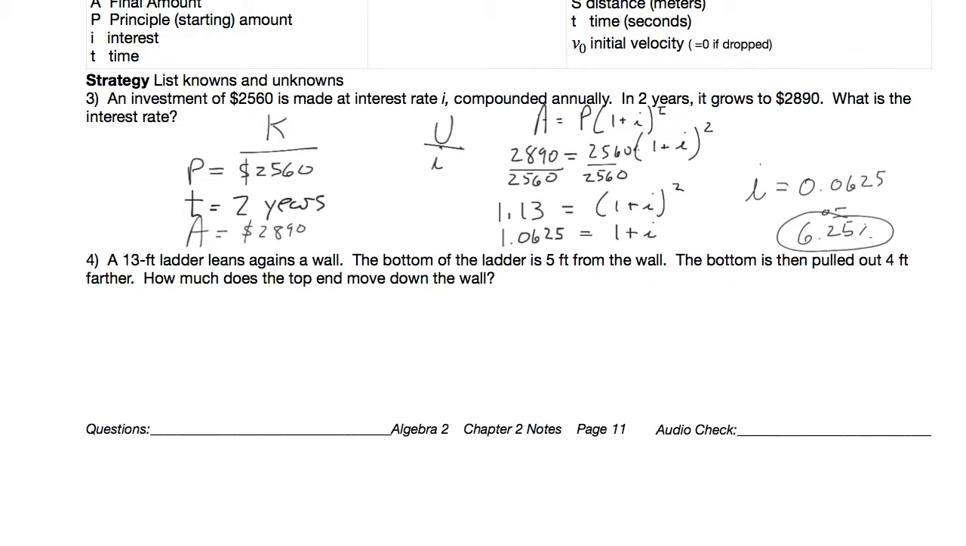Next, a 13-foot ladder leans against a wall. The bottom of the ladder is 5 feet from the wall. The bottom is then pulled out 4 feet further. How much does the top end move down the wall?